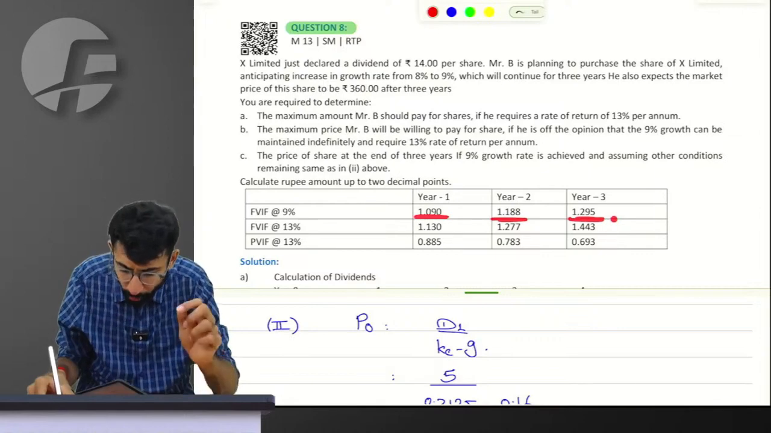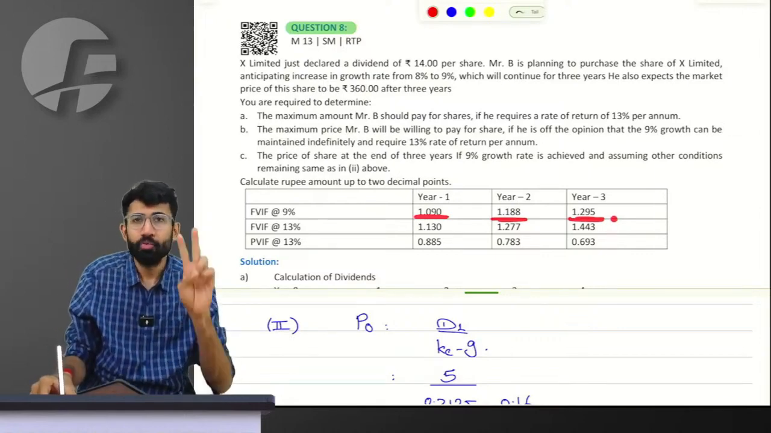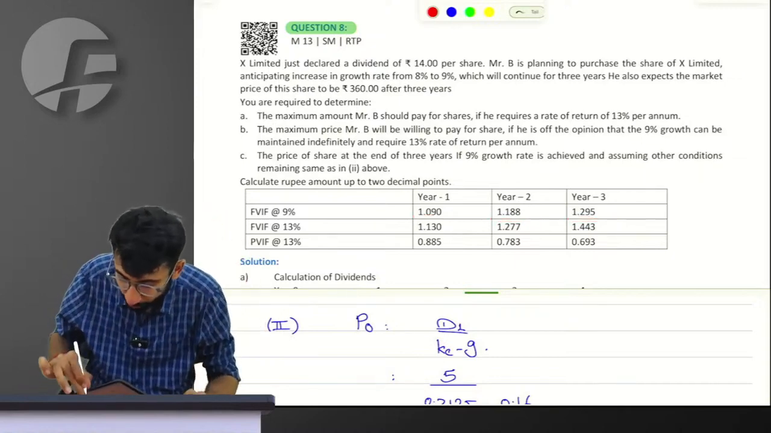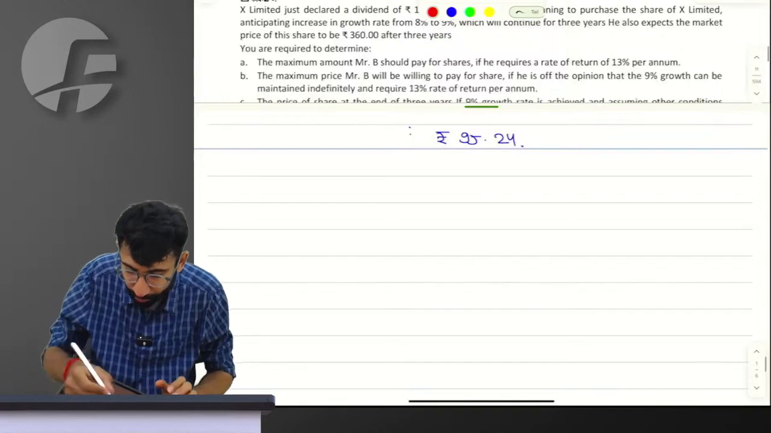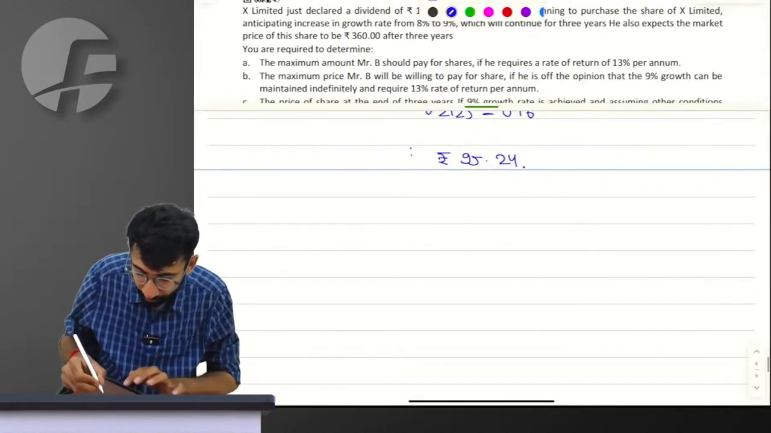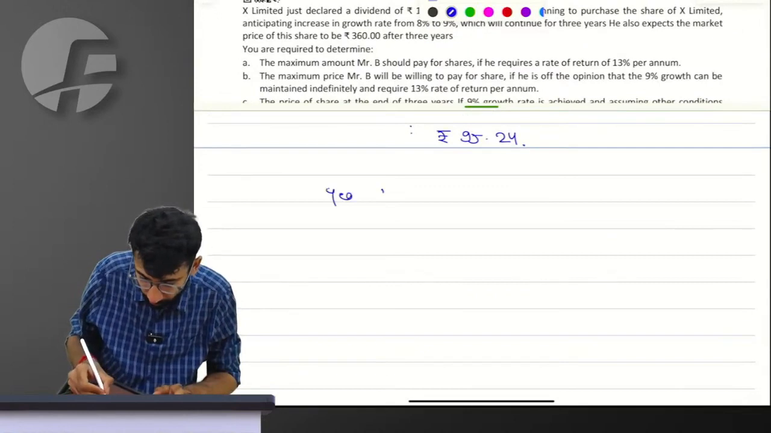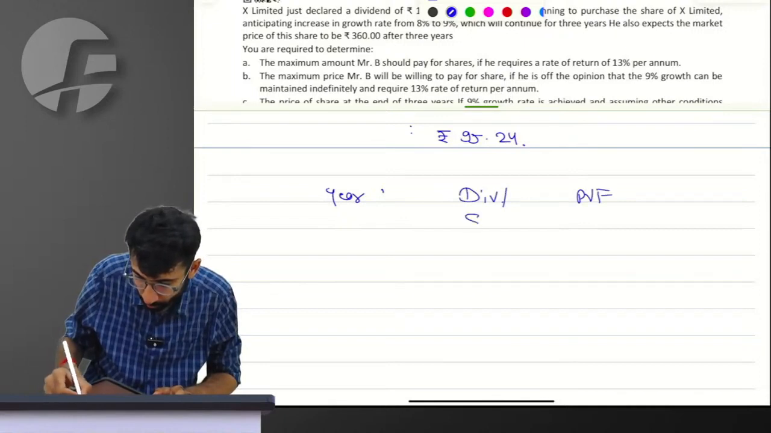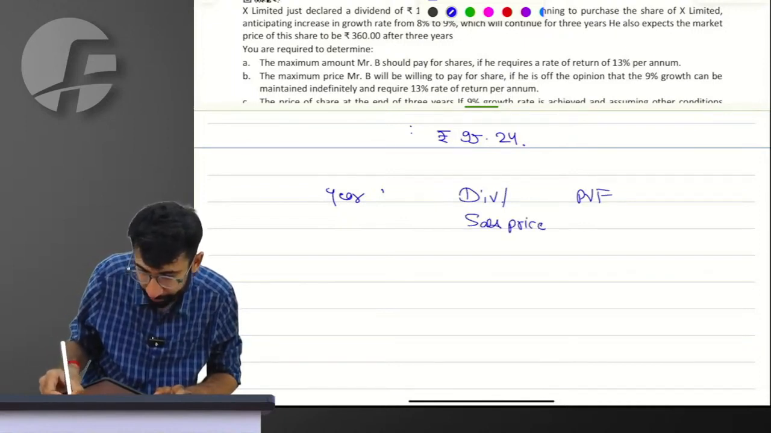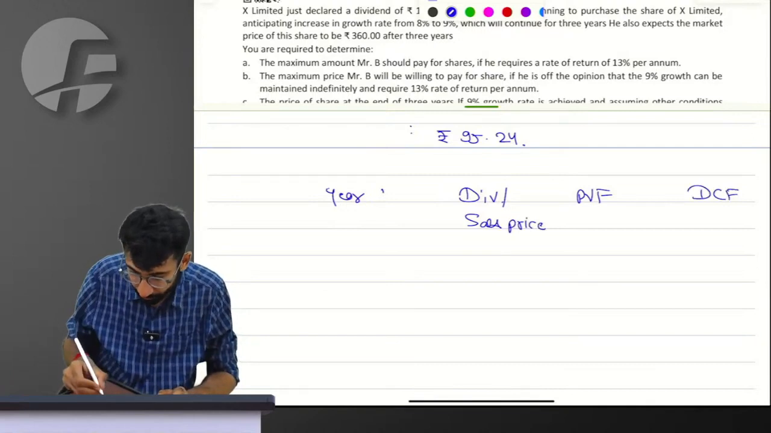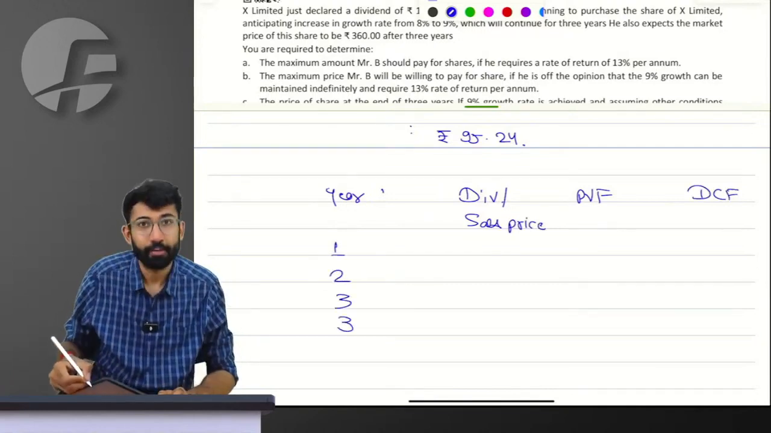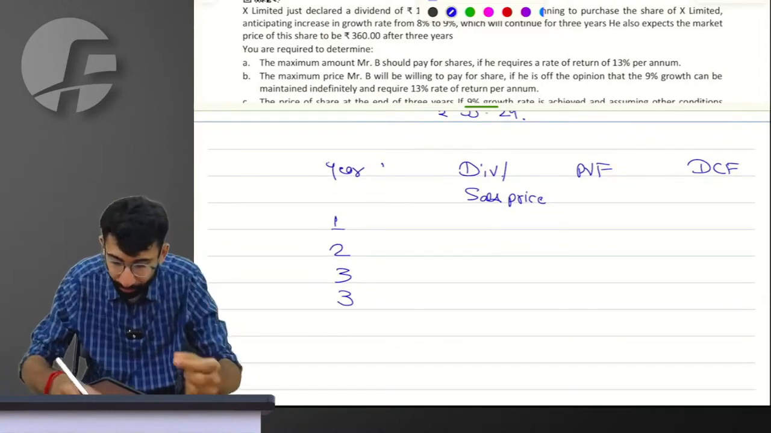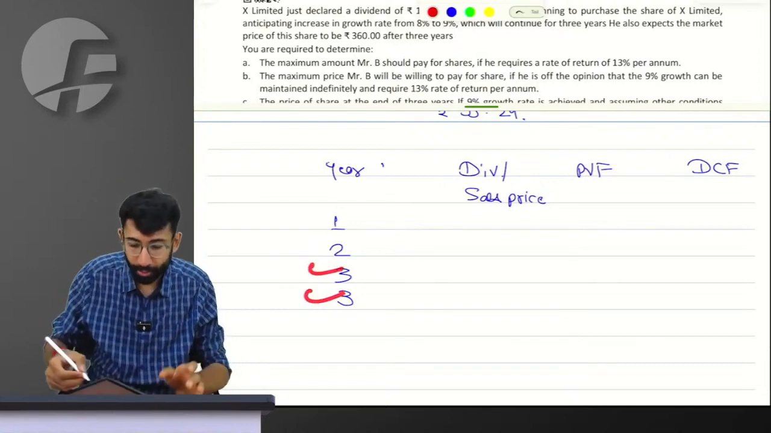Alright. Now let me also guide you how I can present it. You can present it in two manners, either table or equation. If it would be a table, how will it look like? Let me show you. Basically it will look like year, dividend or sales price, present value factor, DCF. Year 1, 2, 3, 3. Sir, why 3 two times? Don't write it down, just understand me once. Because in the third year you have dividends and in the third year you have the sales price.